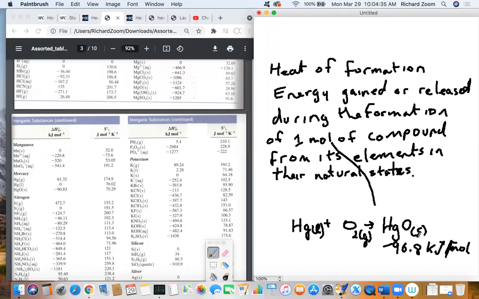Now this isn't balanced because you've got O2 here and we've got O here. And the only way I can balance that is to put a half in front of the O2. Now, you might be saying, well, hang on, can't I just put a 2 in front of everything to get rid of that half? Now, the problem is that would give you 2 moles of HgO, but the heat of formation is for 1 mole of the compound. So I have to adjust it so that that stays a 1.